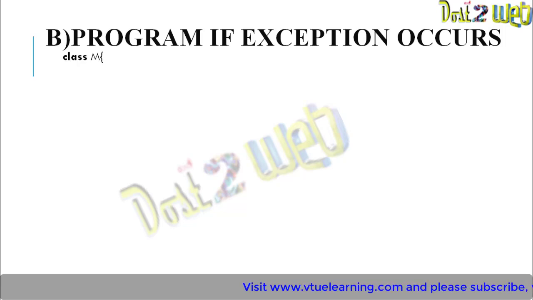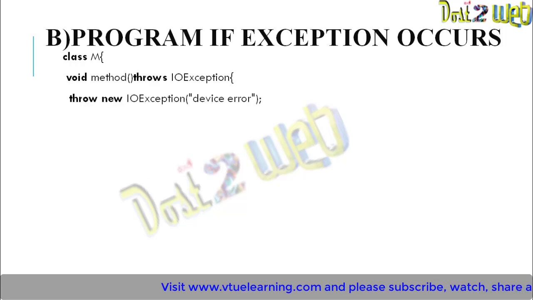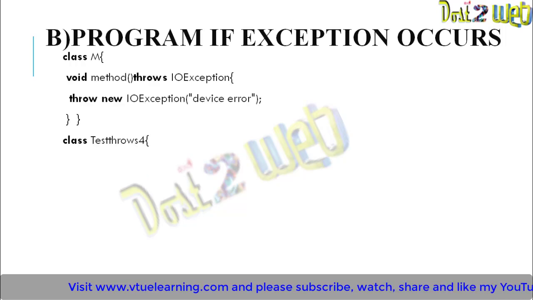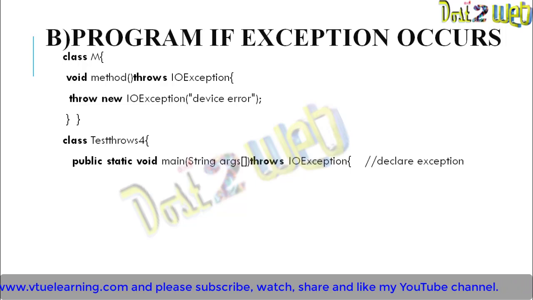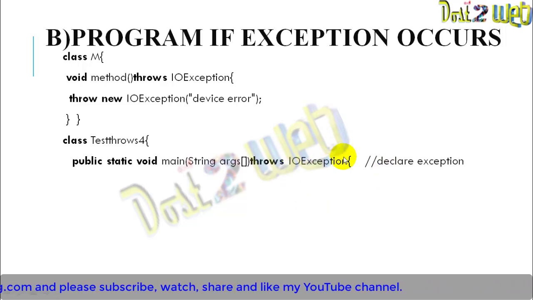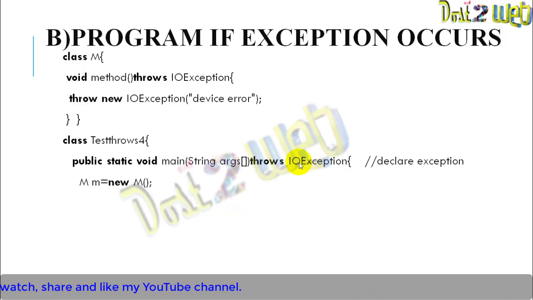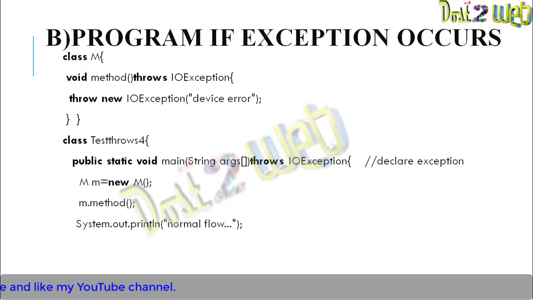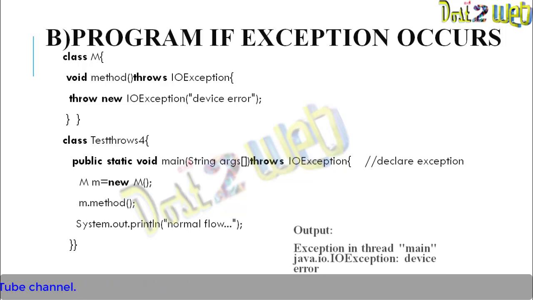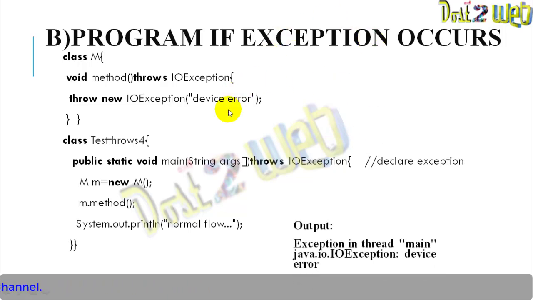Okay, if an exception occurs, what happens? Same program, but I am giving a device error. So, another class with a main method, again using the class that declares the exception. Create the object, call the method. Normal flow, close the class. So what will happen when you execute this program?